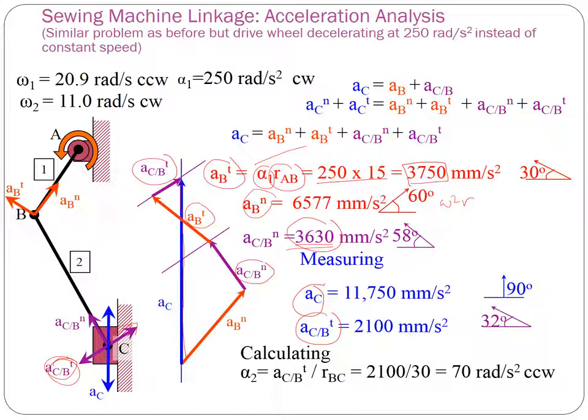So here, ACBT divided by RBC, so the direction is really this way. So it is 70 radian per second square counterclockwise. So that is in this direction. So this is 70 radian per second square.